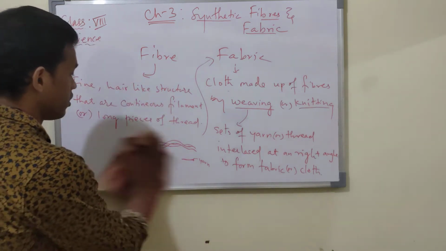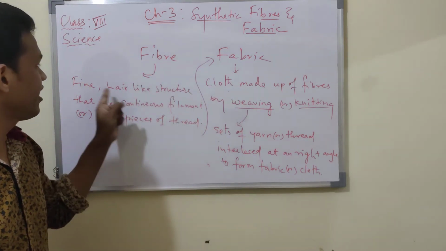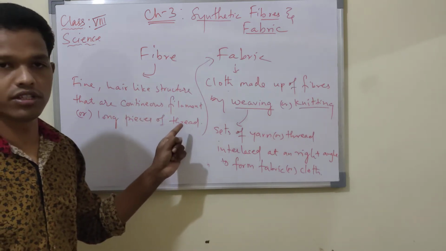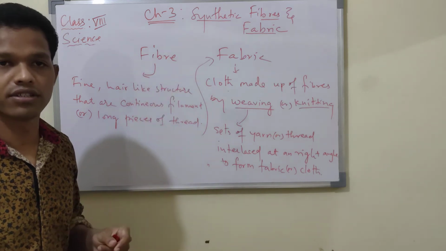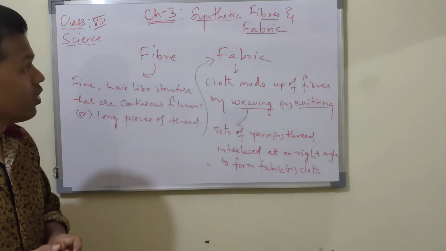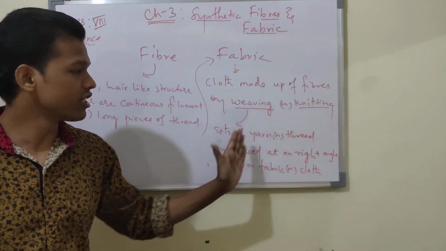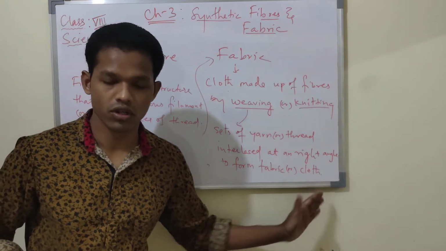So I hope you understood the difference between fabric and fiber. Fibers are a fine hair-like structure that are continuous filaments or long pieces of thread, you can say. That is fiber. Fiber comes from animals as well as plants. Got it now? So this is a fabric. Fabric is cloth made up of fibers by weaving and knitting. The sets of yarn or threads interlace at a right angle to form a fabric or cloth. Got it now?